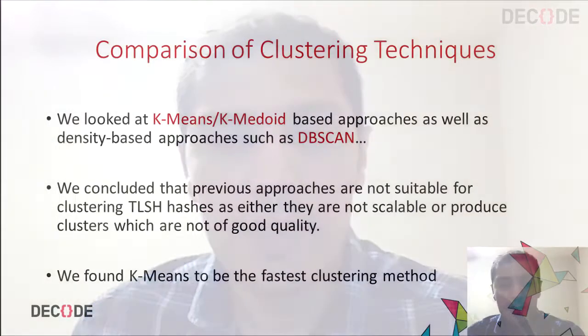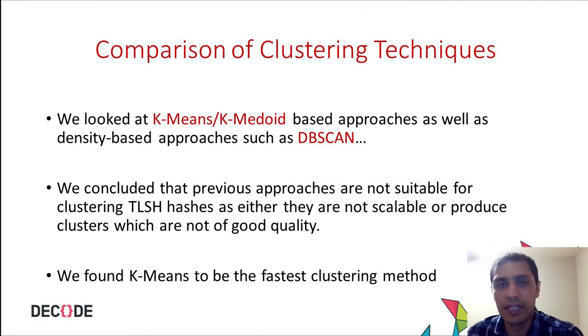Now I'll talk about the comparison of clustering techniques. Before I delve into my approach to clustering TLSH hashes, I want to briefly discuss what is out there in the wild. Why could we not make use of existing clustering techniques to solve this problem? We looked at various techniques available, like k-means, k-medoid-based approaches, as well as density-based approaches like DBSCAN. One problem with k-means and k-medoid-based approaches is that you have to know k in advance.